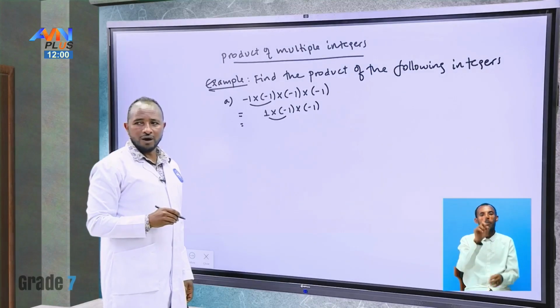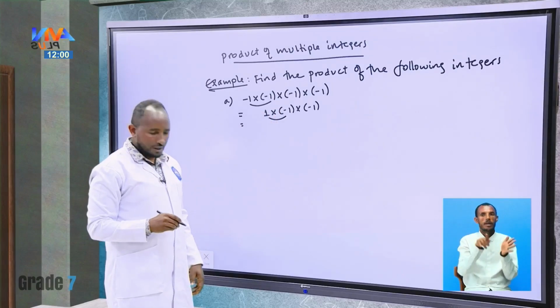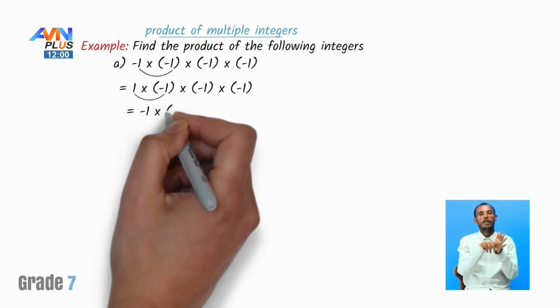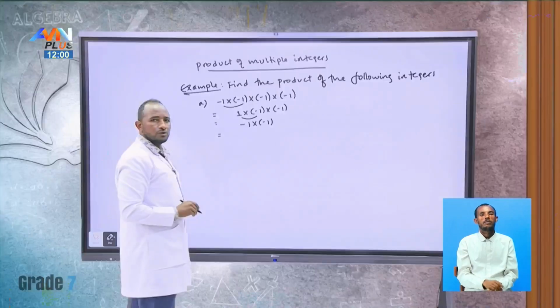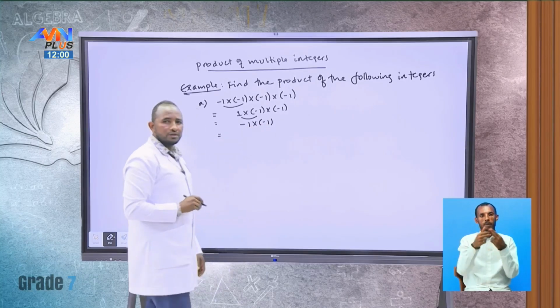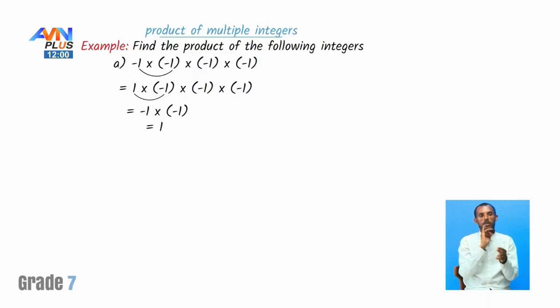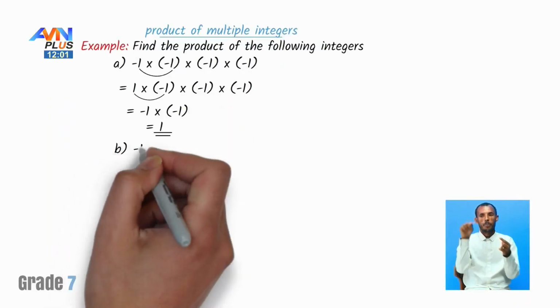1 times negative 1. In this case, positive and negative. The product is negative. So you'll have minus 1 times, again, here it is, negative 1. So let's multiply these two. Minus 1 times minus 1. Since both are negative, the product is positive. The answer will be positive 1. That's right. Good. Now, let's continue to the next example.